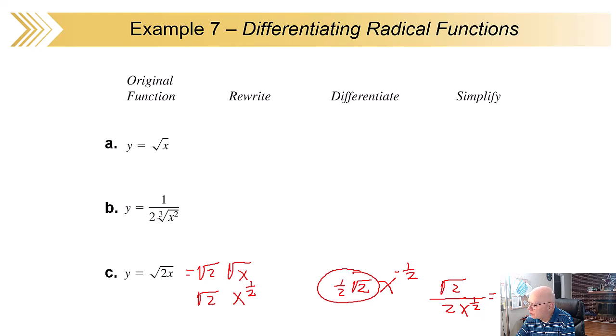And to write your final answer, square root of 2 on the top, 2 square root of x on the bottom. And if you wanted to, you could actually do this. You could make a 1/2. And since both of these are under the square root, you could make it the square root of 2 over x. I'm not too much a fan of that. I think I'd stick with this one instead.